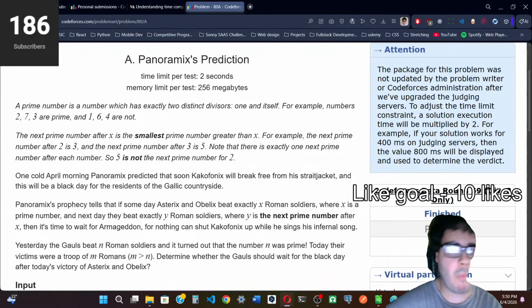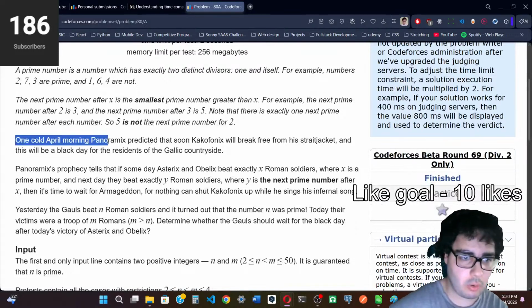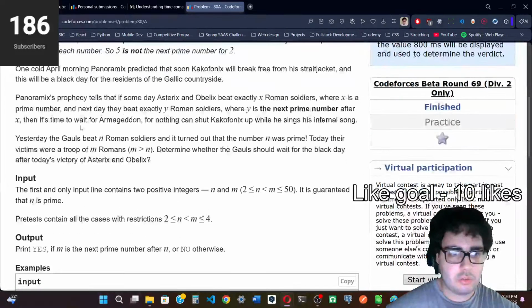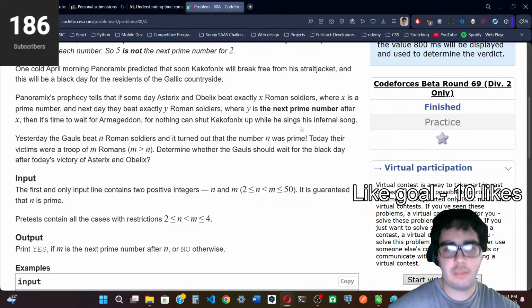One cold April morning, Panoramix predicted that soon Cacofonix will break free from his straitjacket, and this will be a black day for the residents of the Gallic countryside. Panoramix's prophecy tells that if someday Asterix and Obelix beat exactly X Roman soldiers, where X is a prime number, and the next day they beat Y Roman soldiers, where Y is the next prime number after X, then it's time to wait for Armageddon, for nothing can shut Cacofonix up while he sings his infernal song.